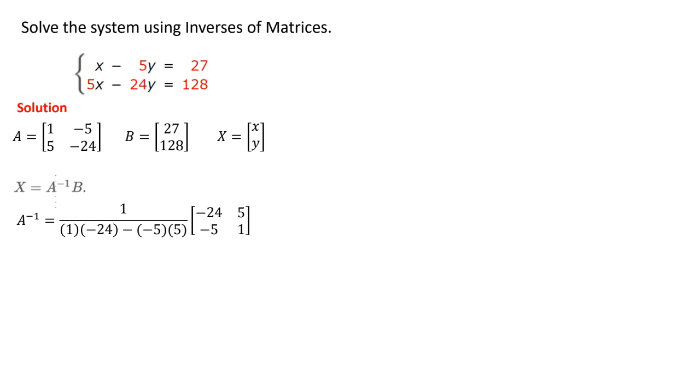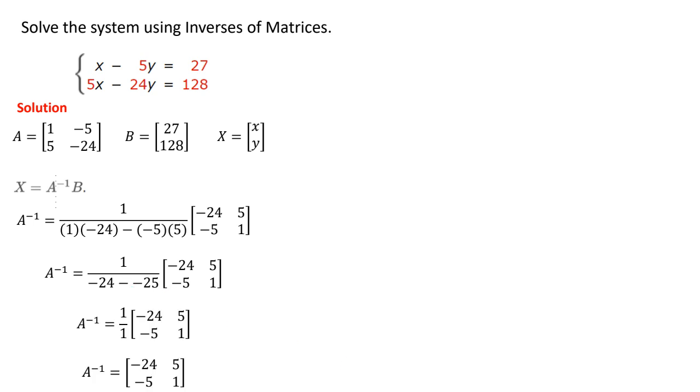So first you want to find the inverse. So we're going to have 1 divided by 1 times -24 minus -5 times 5. Switch the 1 and -24. Switch the signs for -5 and 5. Simplify. So we have -24 minus -25. And so that's just going to be 1 divided by 1 is 1. So my inverse is -24, 5 and -5, and 1.